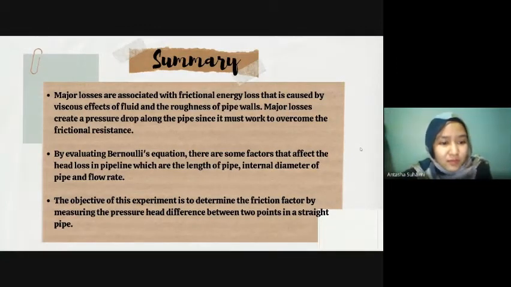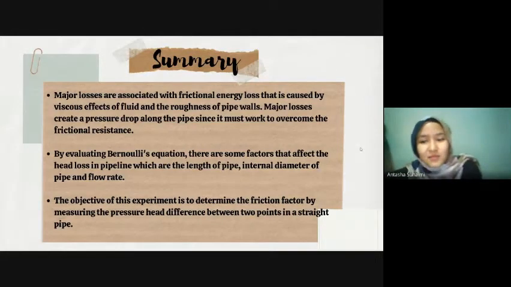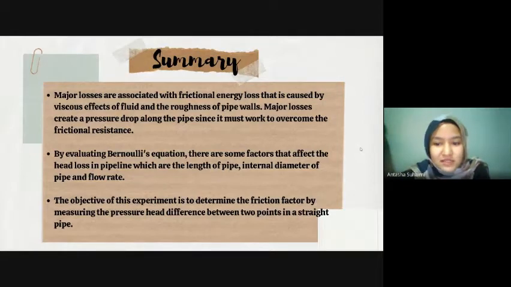By evaluating Bernoulli's equation, there are some factors that affect the head loss in a pipeline, which are the length of pipe, internal diameter of pipe, and flow rate. For instance, if the internal pipe diameter is doubled, the head loss will be reduced by half. If the flow rate is doubled, the head loss increases by a factor of 4.